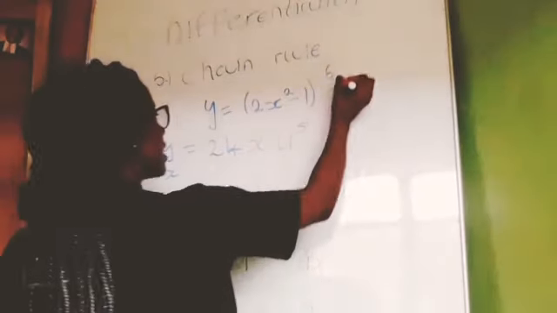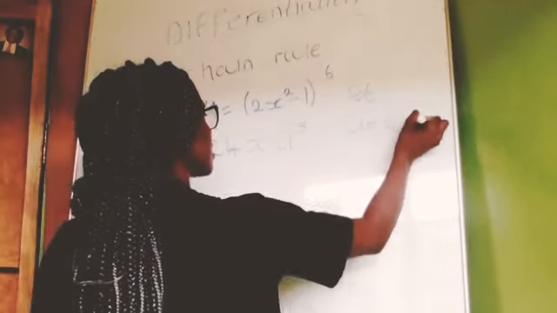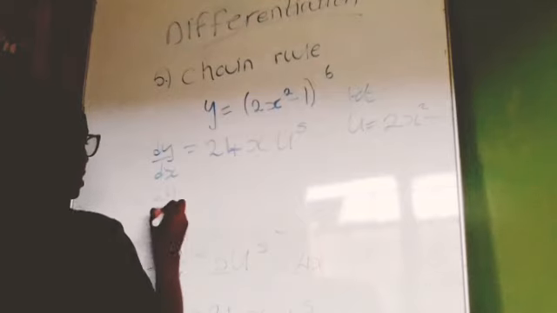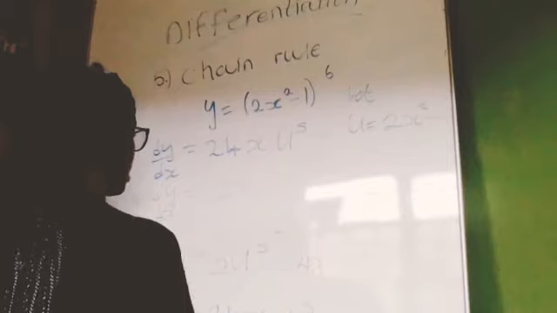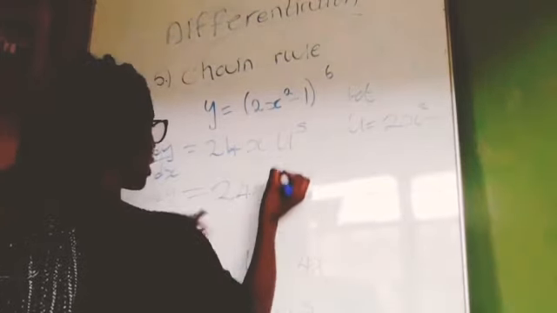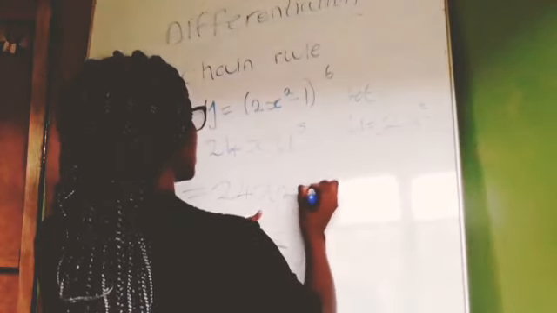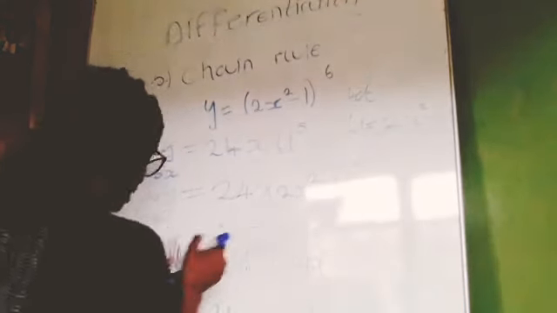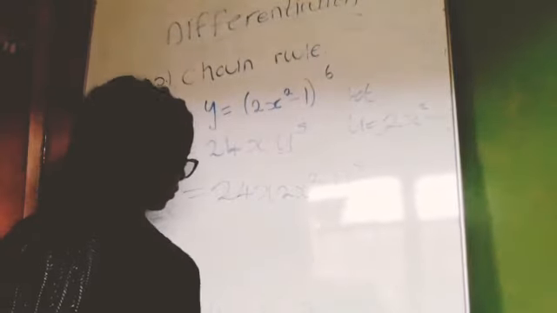And remember, we said in the beginning, we said let u be equal to 2x squared minus 1. So dy/dx is equal to 24x. Where there is u, we replace this function. So that's 2x squared minus 1 to the power 5. That's our answer. So that's the chain rule.